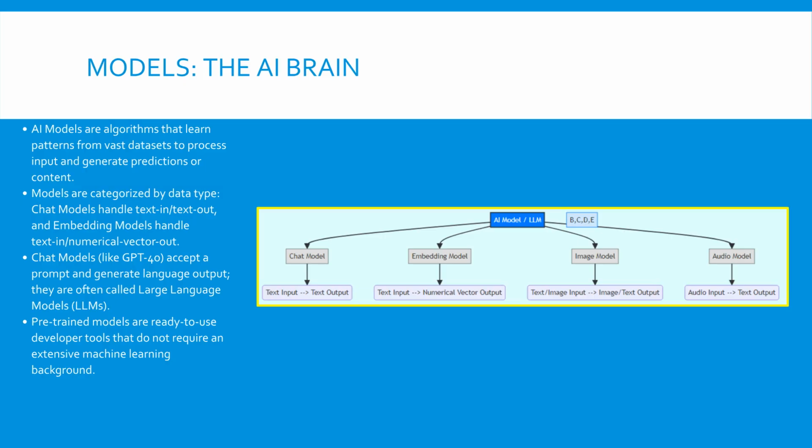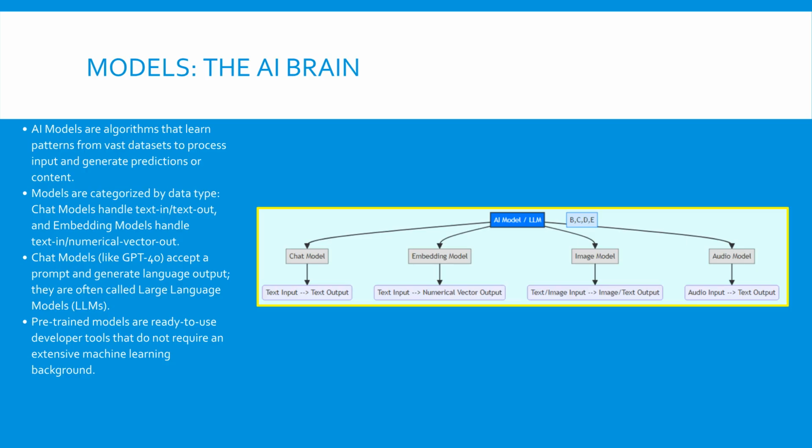An AI model is essentially a sophisticated algorithm that learns from huge amounts of data. It takes input, like a question or an image, and generates an output, such as an answer or a new picture. Spring AI categorizes these models by what they do. The most common type is the chat model, often referred to as a large language model or LLM. Chat models are what you use when you ask a chatbot a question. They take text in and give text back out.